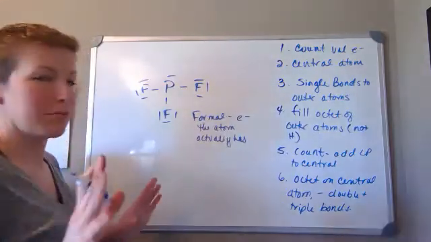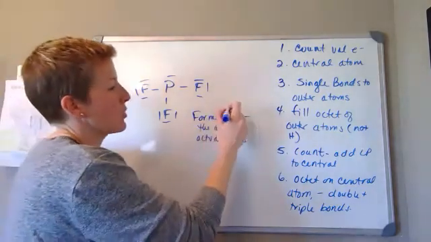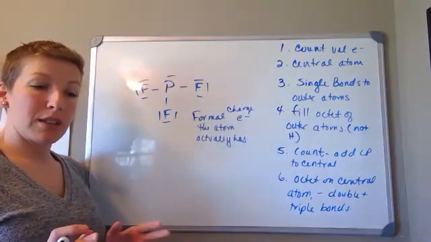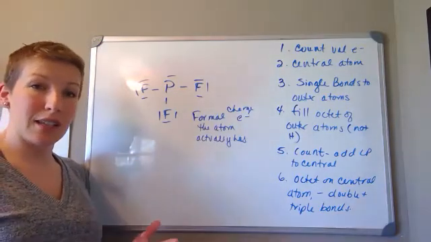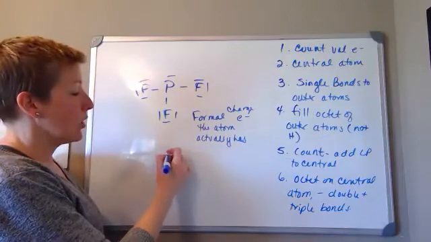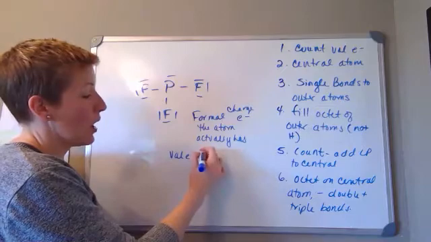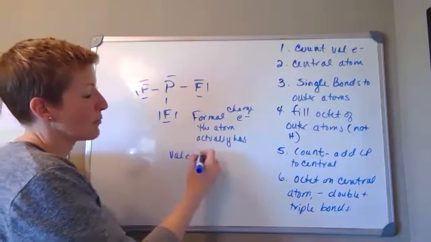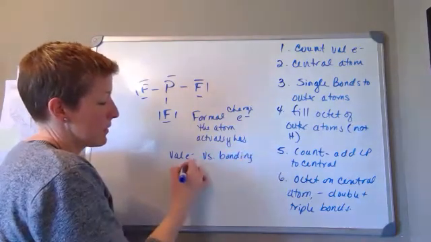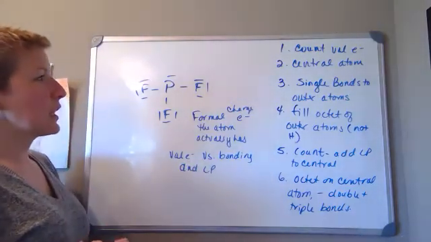Actually, there's a lot more going on in there. And how we look at our formal charge, sorry, this should say formal charge, is we look at the periodic table and say how many electrons is this atom supposed to have and how many is it actually showing. When we look at that, we look at our valence electrons and then we look at our bonding electrons. So we have valence electrons versus bonding and lone pair electrons.